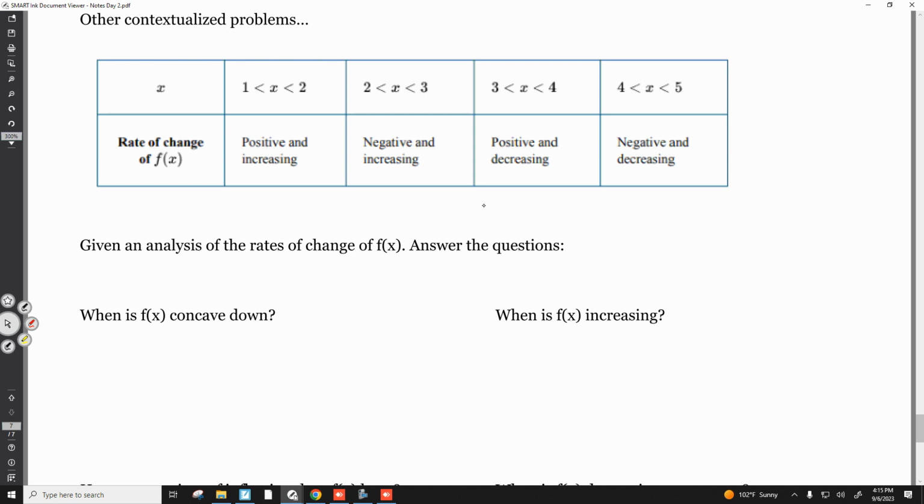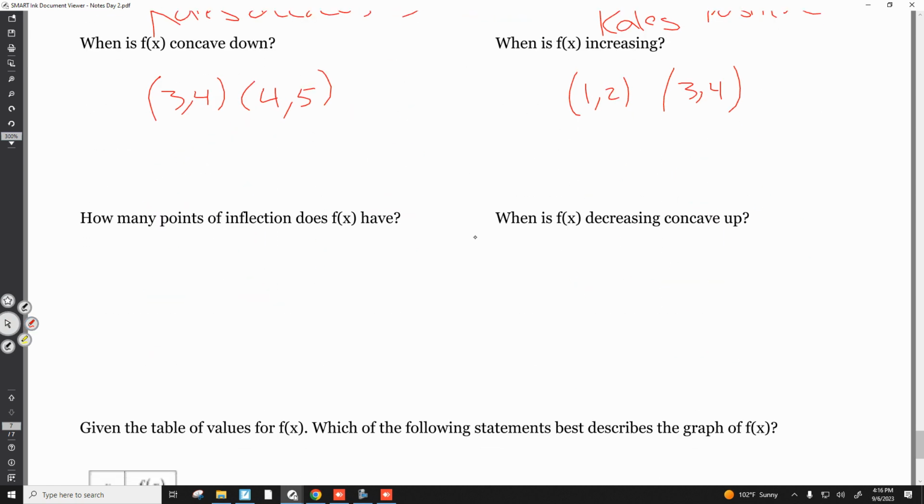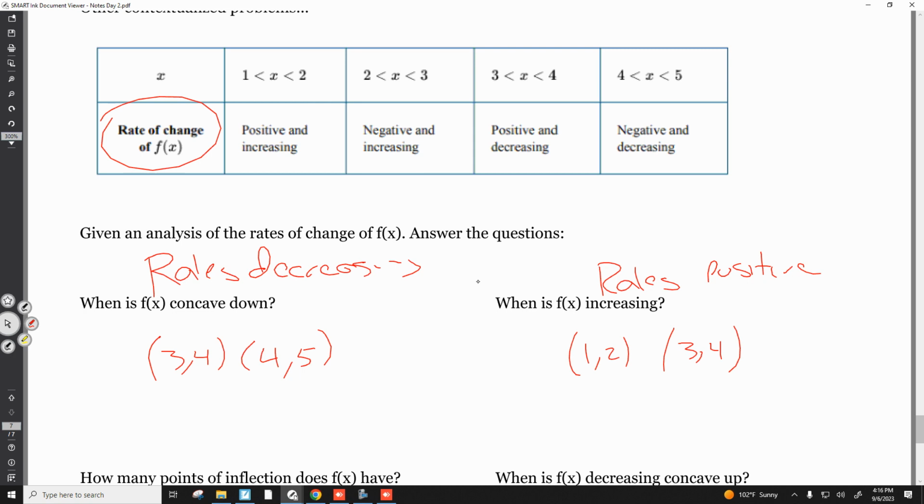When is my function concave down? I know my function is concave down when my rates are decreasing. My rates are decreasing from 3 to 4 and 4 to 5. We don't know what happens right at 4. When is F increasing? When my rates are positive. When my slopes are positive, I go up on average this many y's per x. So that's 1 to 2, 3 to 4. How many points of inflection do I have? I have 1. That's 3.